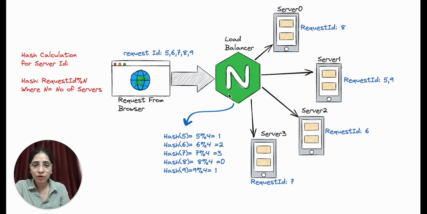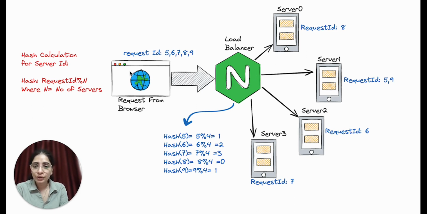Now this is a load balancer. We have Nginx here, but it can be any other load balancer as well. The load balancer's work is to balance the load onto all the servers. Whenever a request comes, we will calculate the hash on a request, and according to the hash we will redirect the request onto that server.